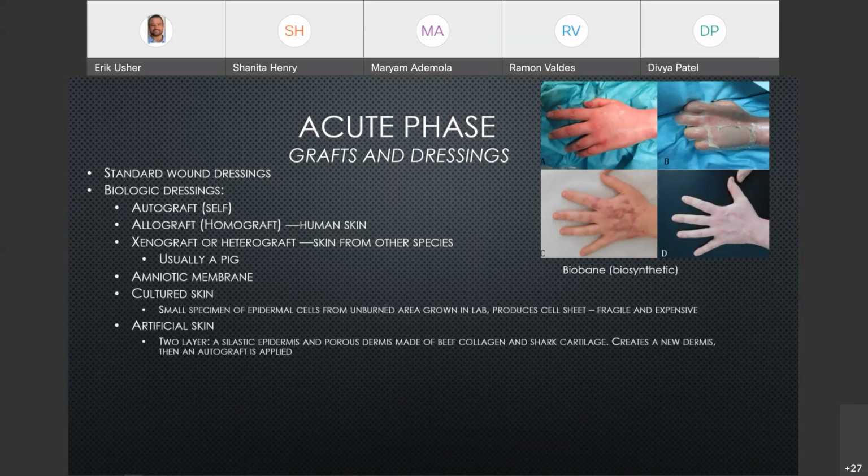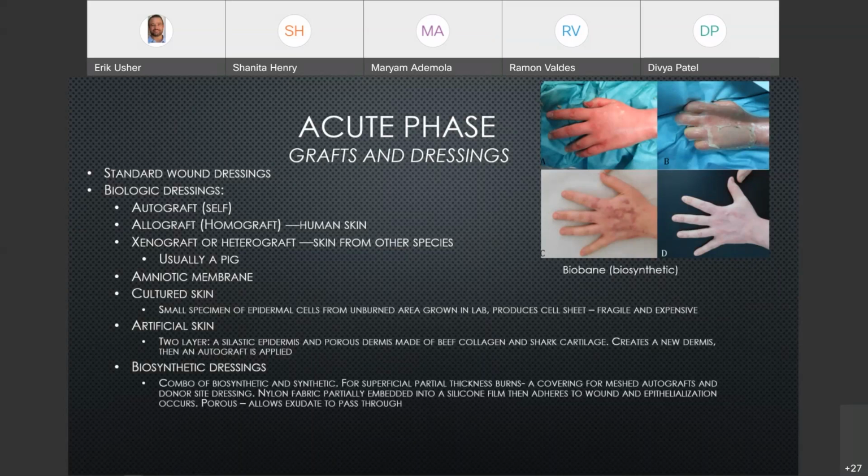We have artificial skin. You can do 2-layer. It's an elastic epidermis and a porous dermis, made of beef collagen and shark cartilage, actually, and it creates a new dermis, and then an autograft is applied to that for the outer layer. We have biosynthetic dressings, a combination of biologic and synthetic. They're for superficial partial thickness burns, covering for meshed autografts and donor site dressings. You have a nylon fabric partially embedded into a silicone film, and it adheres to the wound, and it epithelializes. And then it's porous, so it allows all the exudate to pass through it.